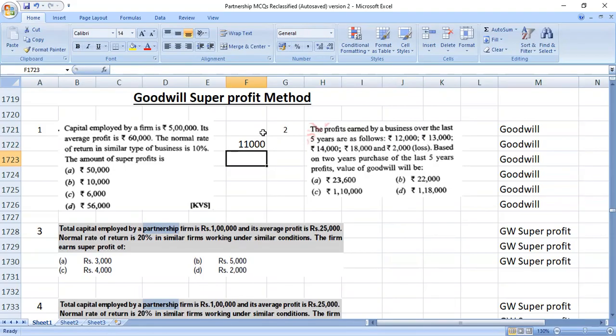11,000 is the average profit. 2 years purchase, now 22,000 is the goodwill. All right, children.